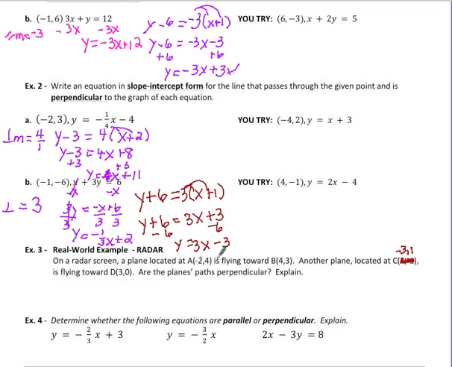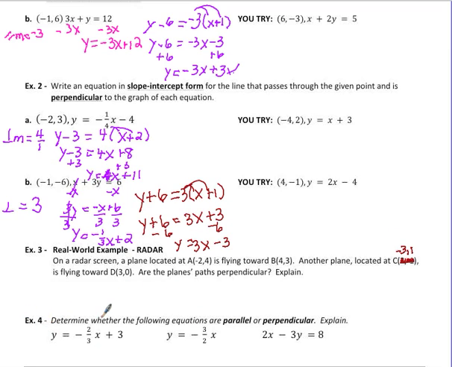If they are opposite reciprocals, you can explain that and say, well, that's what perpendicular lines have. If they are not, then you can explain that and say, hey, they didn't give me opposite reciprocals, so they are not perpendicular. So either way, you have to compare the two slopes of the pathways of the planes.